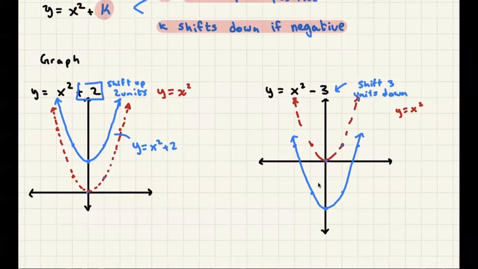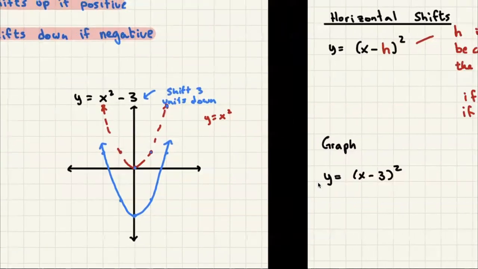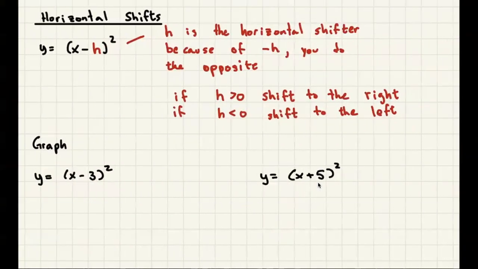When you have a positive number and a negative number, you're going to be able to practice this later on in class. All right, next up, we have what we call horizontal shifts. Horizontal shifts are when we have the number inside our parentheses with the X. H is a horizontal shifter. Because of the negative, you have to do the opposite. What does that mean? If H is greater than 0, you're going to shift to the right, and if it's negative, shift to the left.